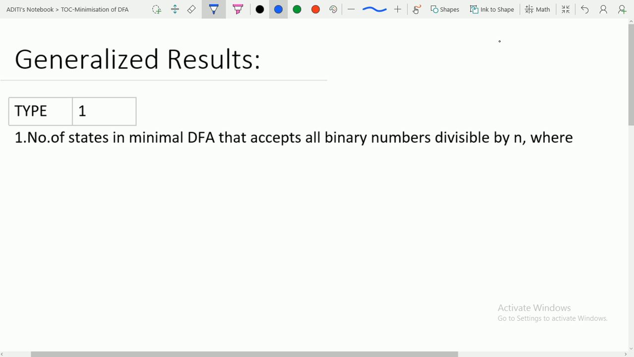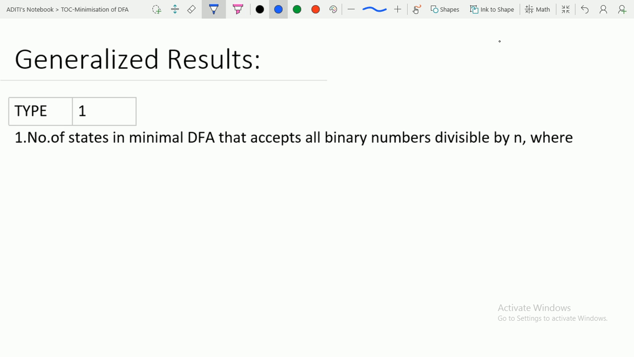Let's rapid revise and memorize some of the very useful generalized results related to the minimization of DFA. According to my convenience, I have divided the results into three types. First depends on the binary numbers divisible by n, second depends on the length of the string, and third depends on the substring. So first, let's talk about the type 1 results.